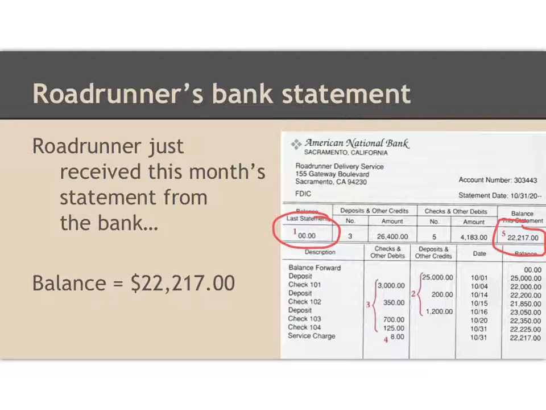And you can see down here we have a listing of a deposit for $25,000, and then a check was written. Another deposit, another check, deposit, check, check. And then there's this service charge at the end. Apparently, American National Bank is charging Roadrunner $8 a month for the privilege of having money in the account at this bank.